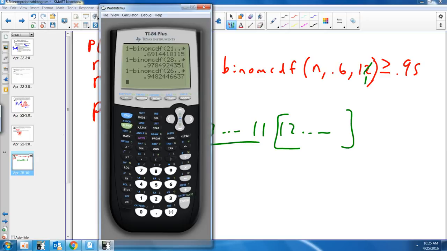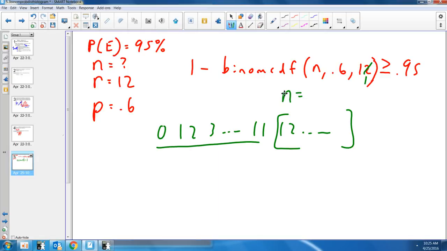And so that's not there yet. Even though it rounds up, you're still below. So that tells me that 27 is going to give me my answer. 27 attempts is going to be the first time that he has 95% certainty that he's going to clear 12 shots or more. So your n is going to equal 27 shots.